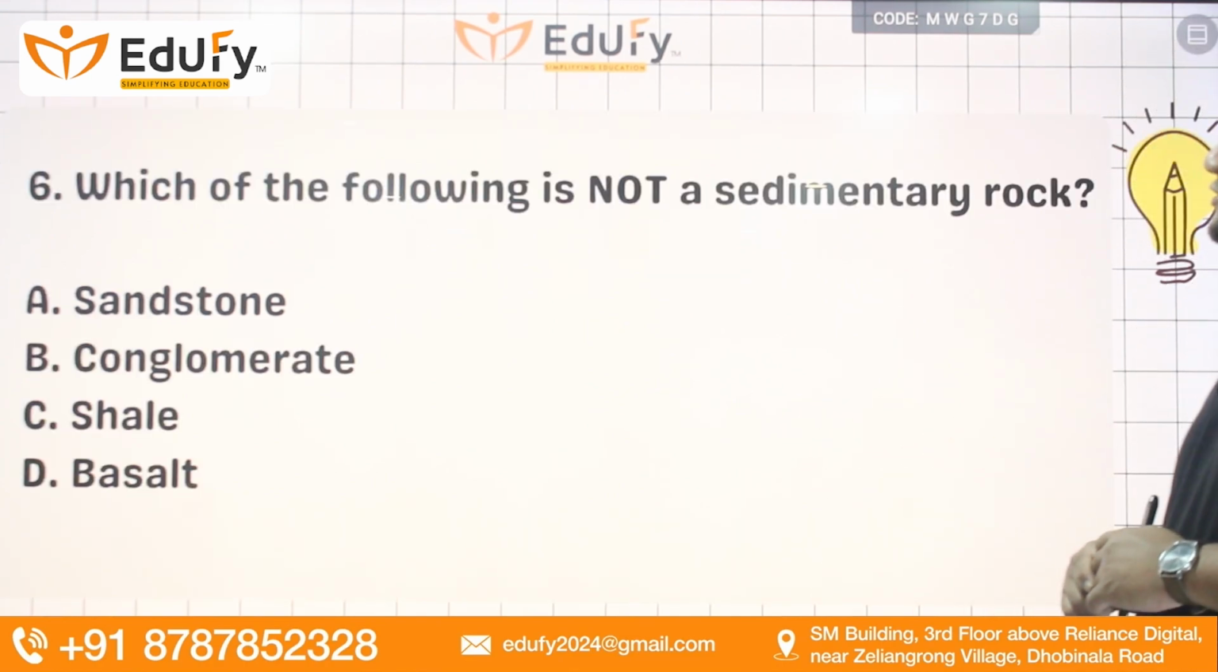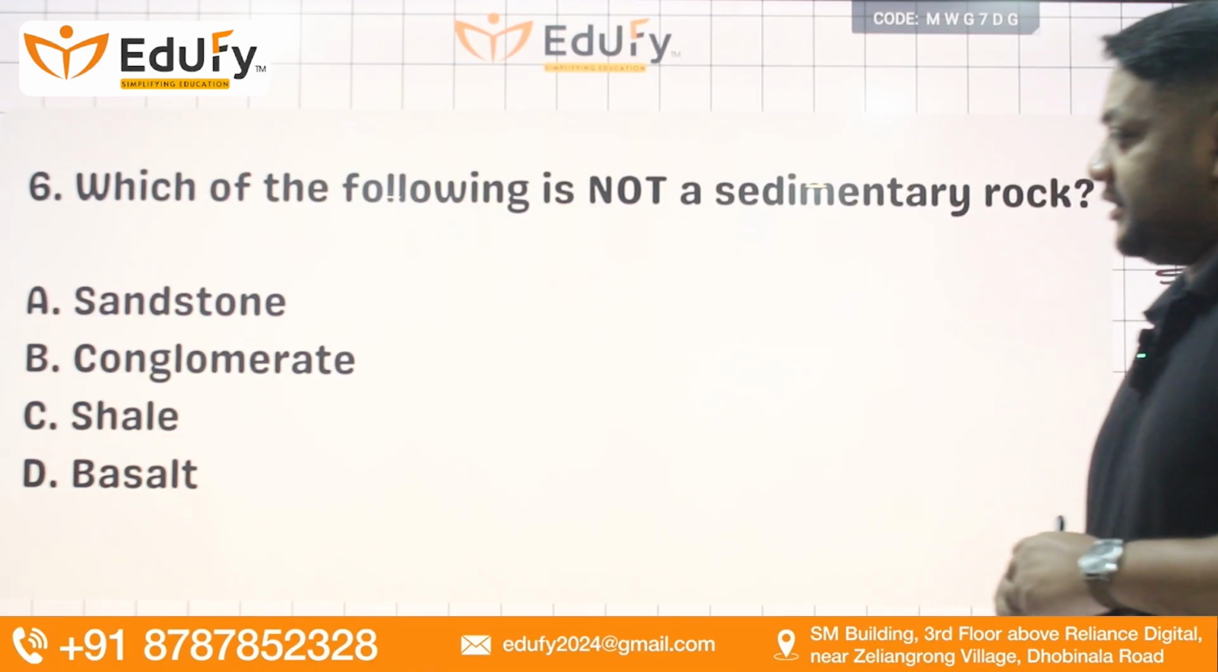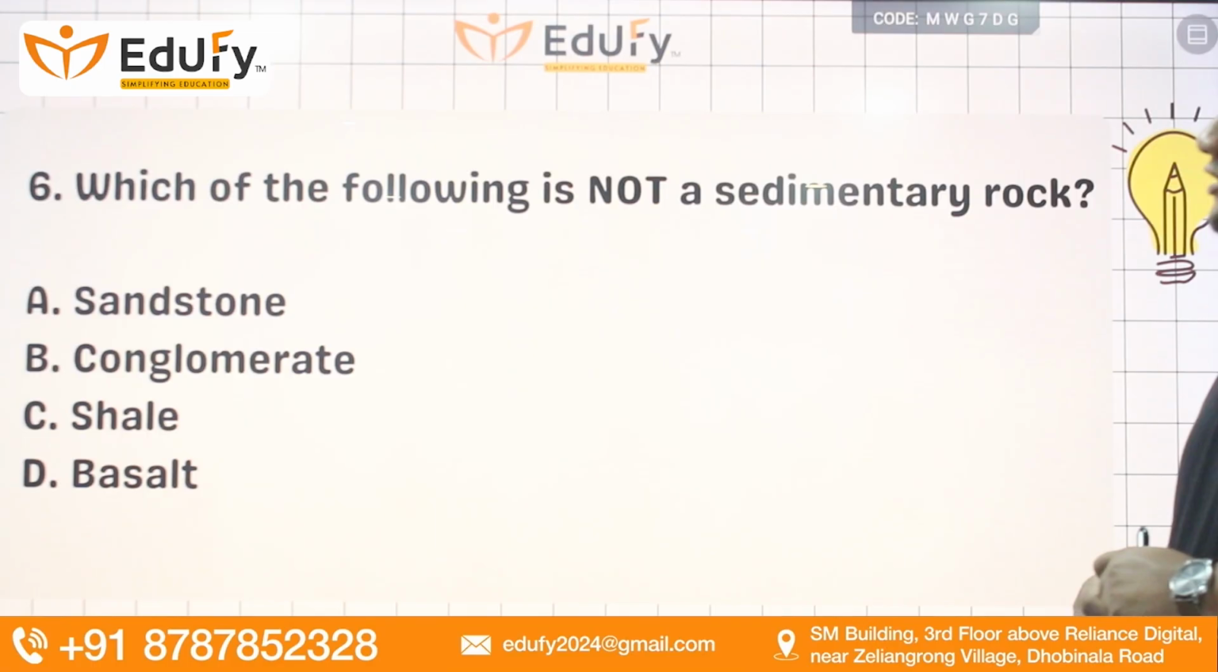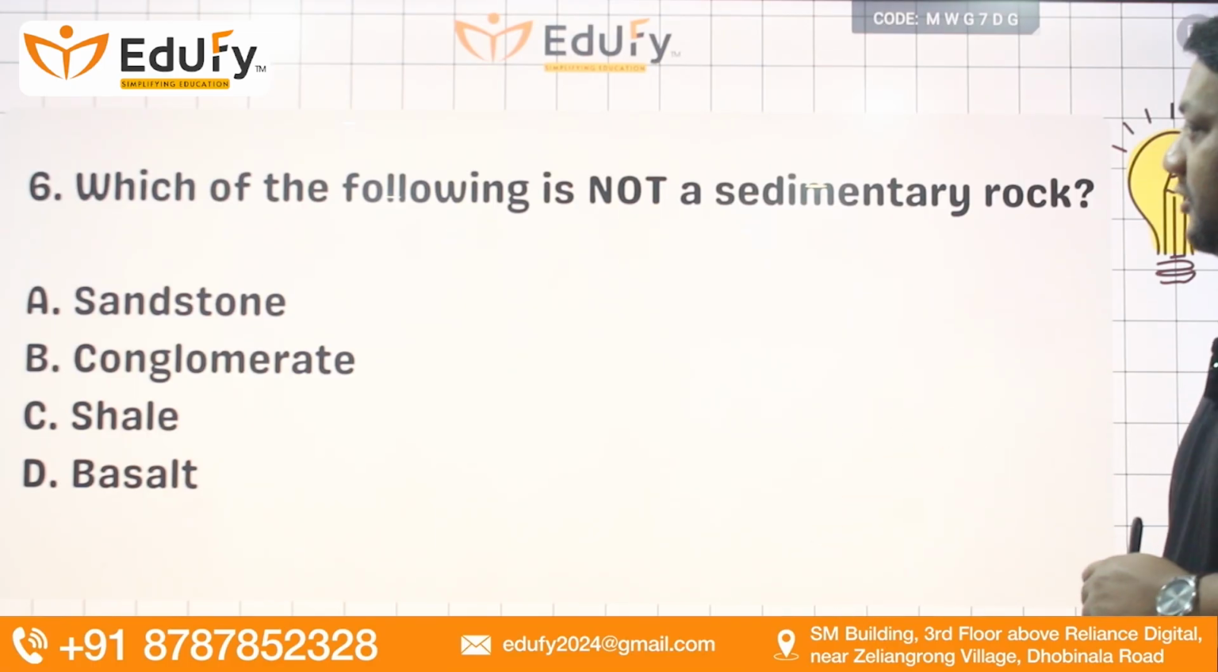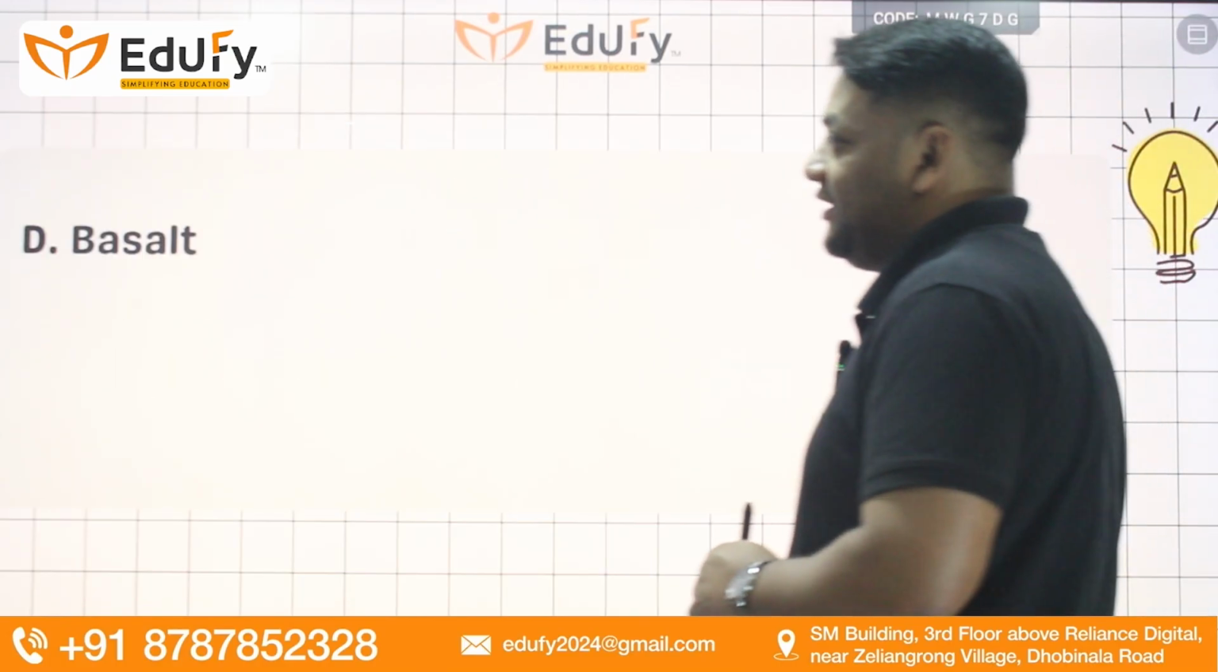Okay, which of the following is not a sedimentary rock? Sandstone, conglomerate, shale, basalt. Technically, which one is not a sedimentary rock? So the right answer is D, basalt.